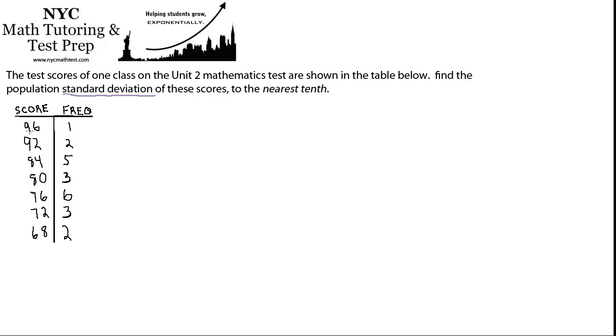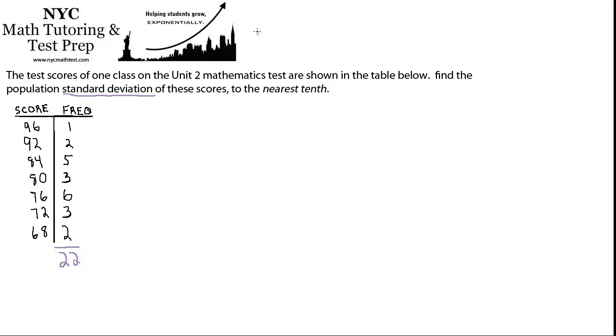So if they've given us the frequency, that means there's one student that got a 96, there's two students that got a 92, there's 5 students that got an 84, and so on. So to really get the average, to find the sum of all of these, we have to multiply the score by the corresponding frequency and then add each of those products up to get the total score. And then we have to know how many total scores there were, so we have to add up all the frequencies. So the total number of students is 1 plus 2 plus 5 plus 3 and so on, and this works out to be 22, and you can confirm that if you want to check the math.